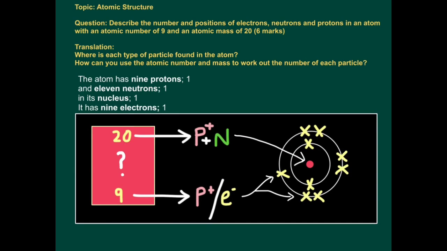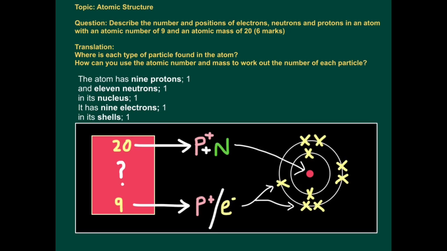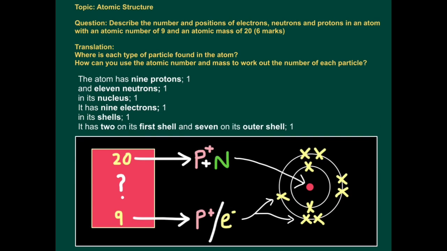We also know that this atom has 9 electrons, and that's because the number of electrons equals the number of protons. So by definition, the atomic number tells you the number of protons, but you also know that it will be balanced by the number of electrons. So we can see 1, 2, 3, 4, 5, 6, 7, 8, 9 electrons. And the electrons are found in the shells. But it also helps to place these electrons accurately.